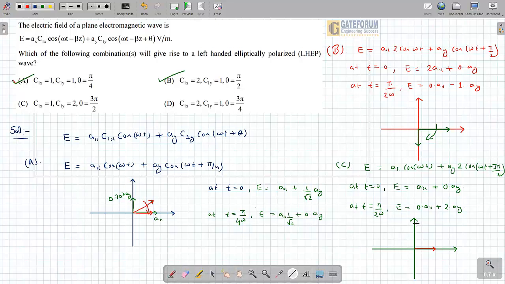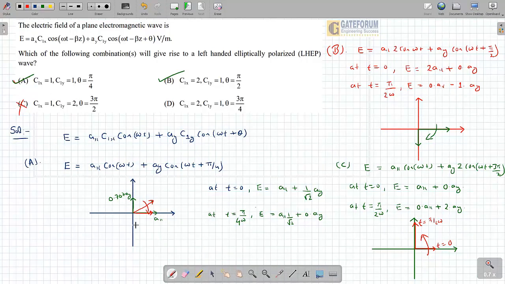The time increases, does not the direction, right? So now you can see the movement is not like this, the movement is like this. It is at t equal to 0, at t equal to pi by 2. That's where the time is increasing, the vector is rotating in this direction. So this is matching with the right hand, right? So it is not left hand polarized, this is right hand elliptically polarized. This is not the right answer, right? Now we need to check option D also.